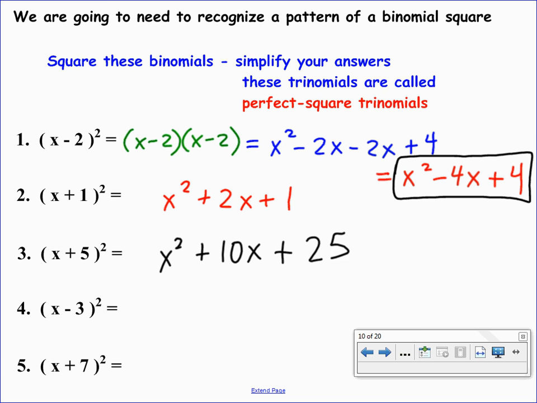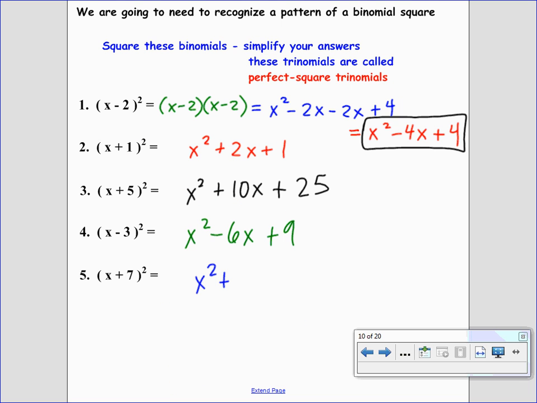Number 4, final answer. Samantha? X squared minus 6x plus 9. Raise your hand if you had the same as Samantha. Good. And we're seeing how those original binomials compare with my entries in my final trinomial. And then lastly, x plus 7 quantity squared. What's that going to give us, Maya? X squared plus 14x plus 49.